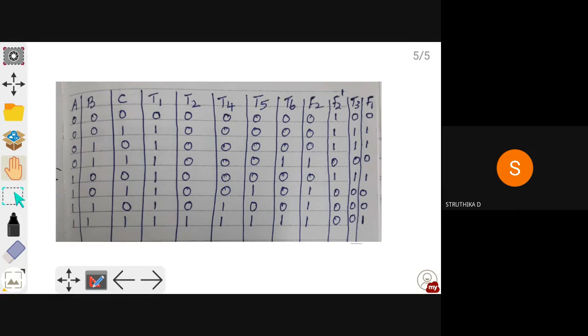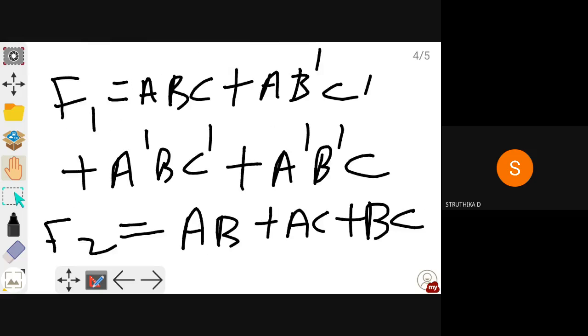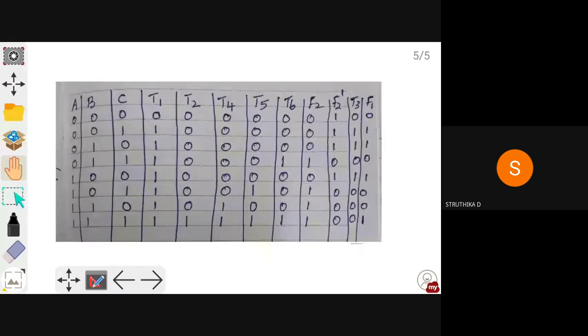So T1 column. Next T2. What is your T2 gate? T2 gate is A into B into C. So that is your AND gate. All the inputs should be 1, then only your output will be 1. So what is your T2 column? In all the rows you have at least one 0, so your T2 is 0. The last combination 1 1 1 only, your output will be 1 for T2.